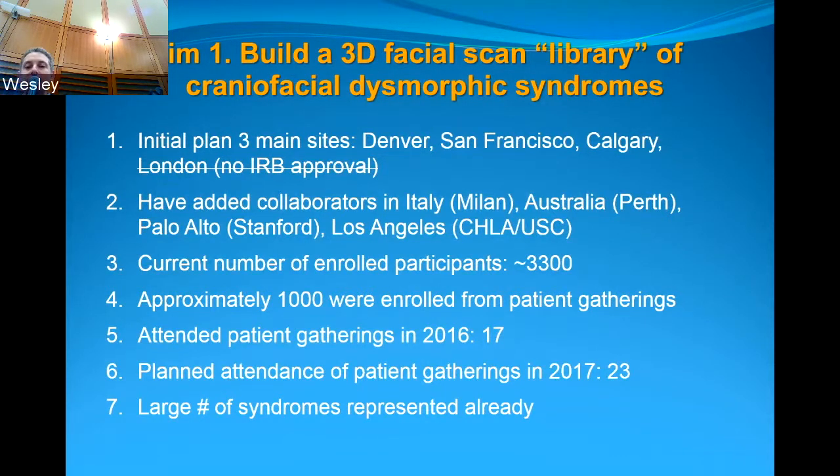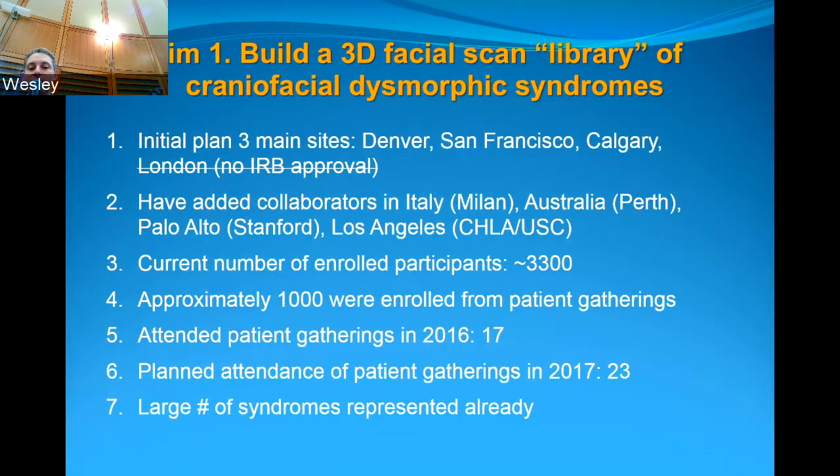We currently have approximately 3,300 enrolled participants. I say approximately because we're adding more every week in our clinics. So this was as of about a couple of weeks ago. Approximately 1,000 of these have been enrolled from patient gatherings, which have been really useful because these are gatherings of very, very rare syndromes, of which there might be only a couple of dozen examples in the world. They're not patients that would necessarily wander into any of our clinics because they're such rare syndromes. And we have some examples of that on the coming slides.